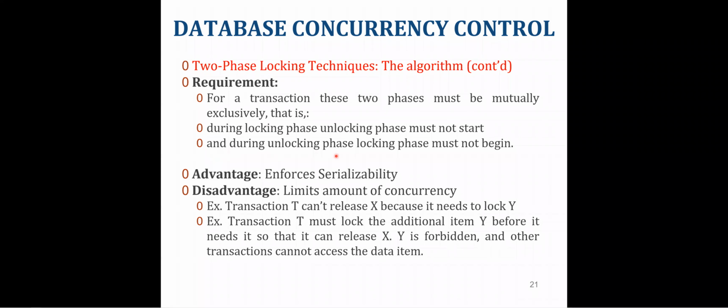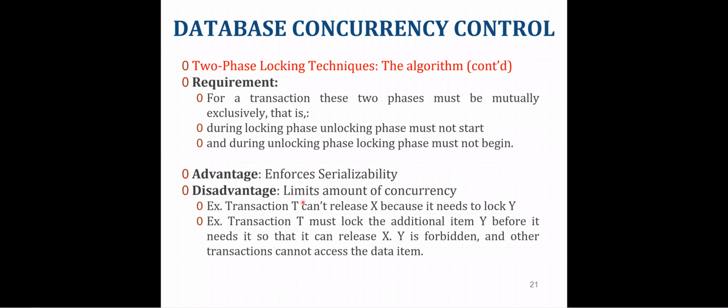And during the unlocking phase, the locking phase must not begin. If you start by just unlocking one, you cannot keep locking. Now the only option you have is to unlock items. The advantage is it enforces serializability. With this technique, you will always have serializable schedules. Even if they are not serial, they will be serializable.